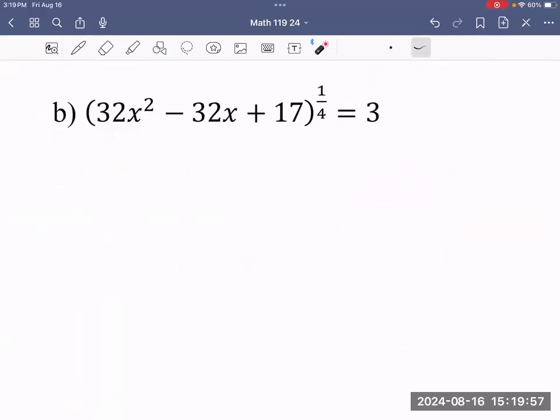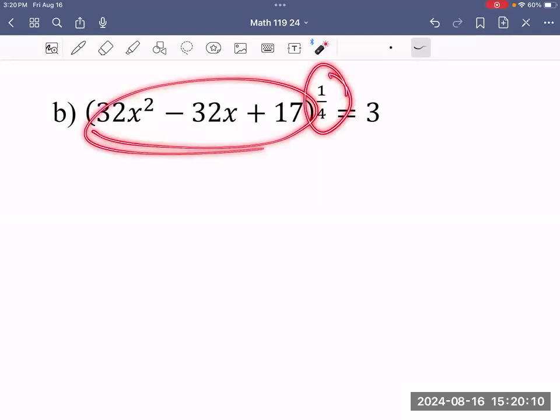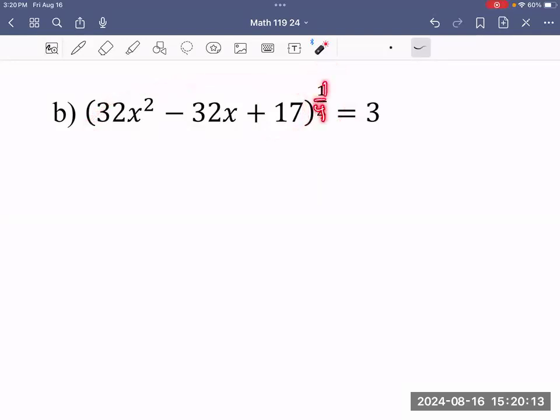All right, so now we have something like this. We have 32x squared minus 32x plus 17, all to the 1/4, is equal to 3. So again, this whole thing having that fractional exponent, this 1/4 is really considered the 4th root. So how do you undo the 4th root? Well, you're going to take it all to the 4th power. Now, what you do to one side, you do to the other side. That's again going to allow you to cancel.